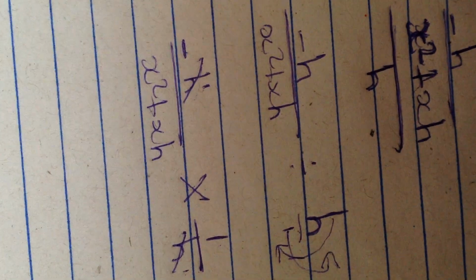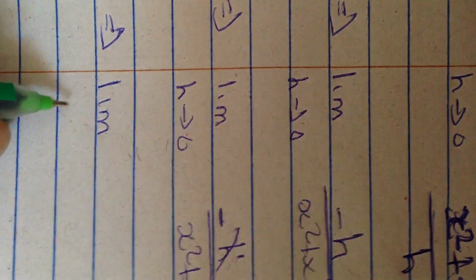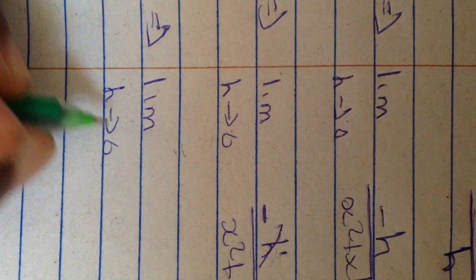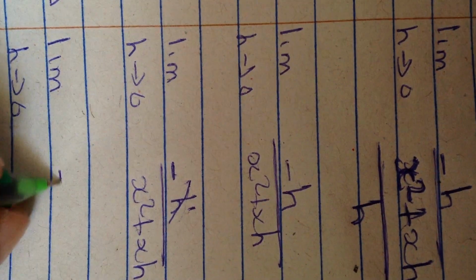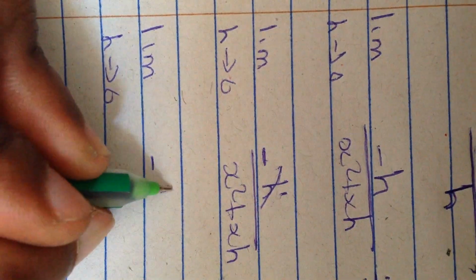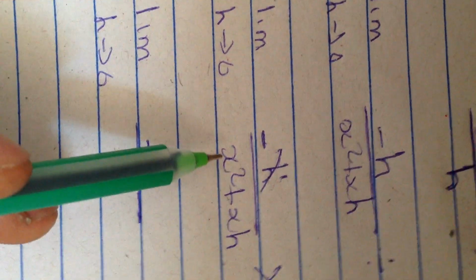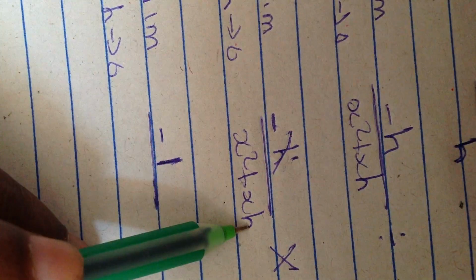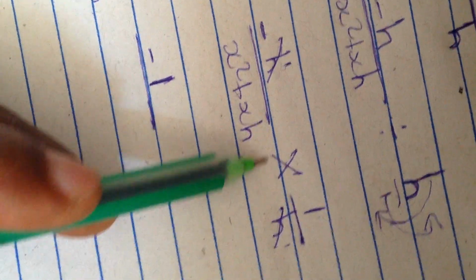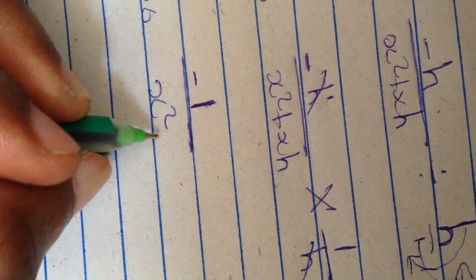So we continue here. You have your limit here as h approaches 0. Okay. So negative 1 times 1, that's negative 1. Over what is x squared plus xh times 1? We're going to remain with the same thing, x squared plus xh.